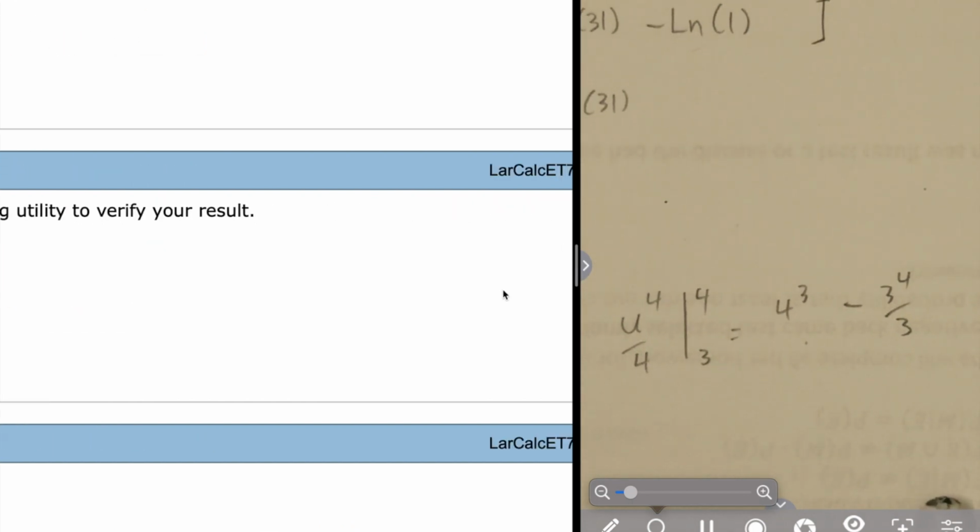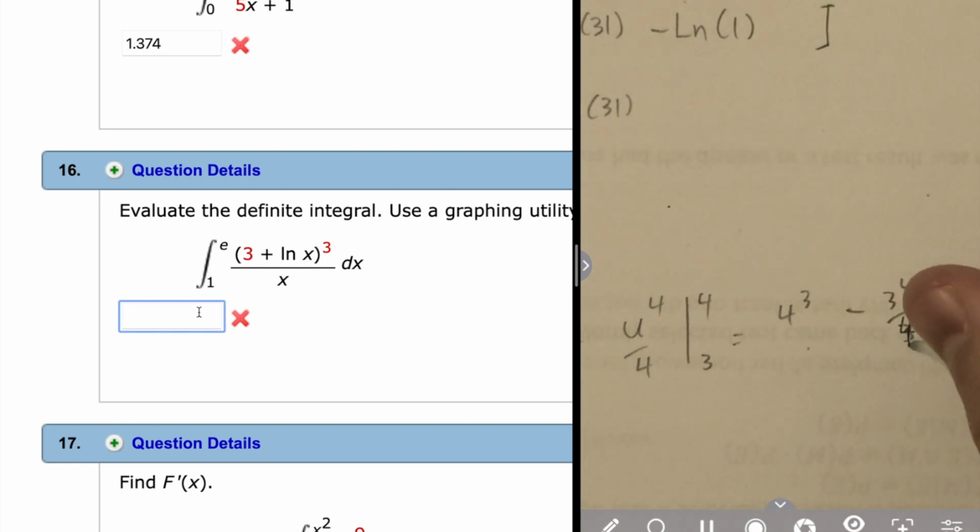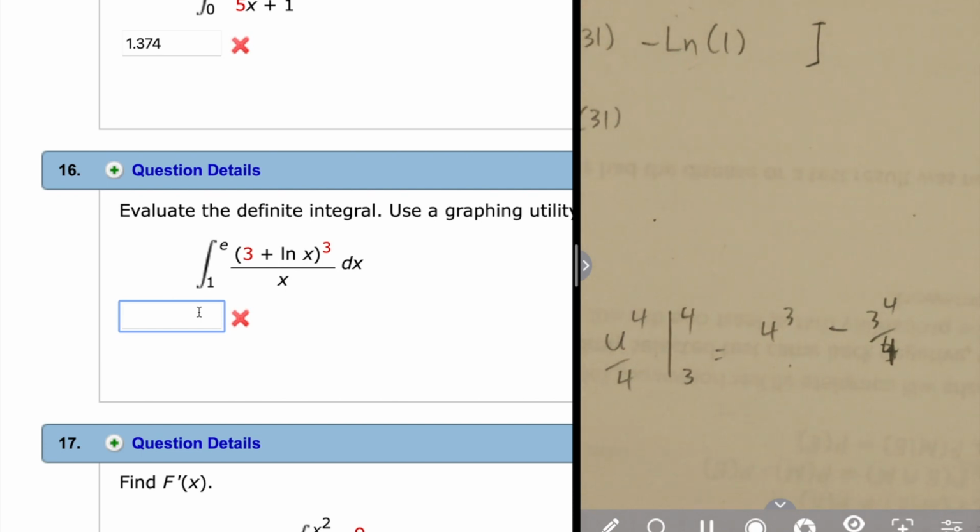And I think they want me to round that. No, they just want to get a precise answer. Interesting. I guess I'll just type that in. 64 minus, whoops, that's not over 3, that's over 4. 64 minus 81 over 4 is 43.75.